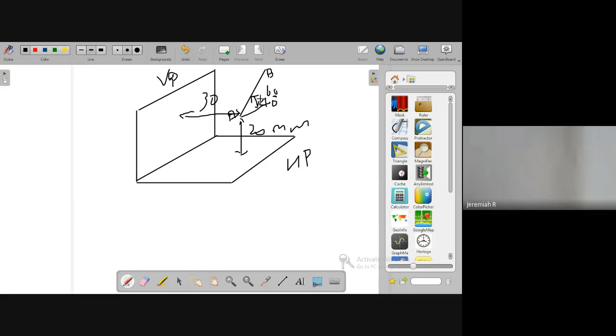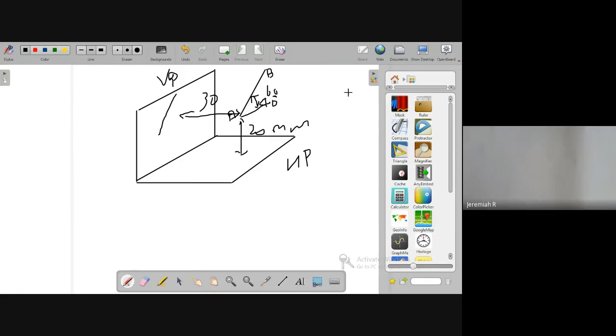So in the front view, what will we get? We will get an inclined line. What is the height from here? I already told you, this is a fixed rule: distance above HP or below HP always comes in the front view, and in front of VP or behind VP always comes in the top view. So this is a fixed rule.